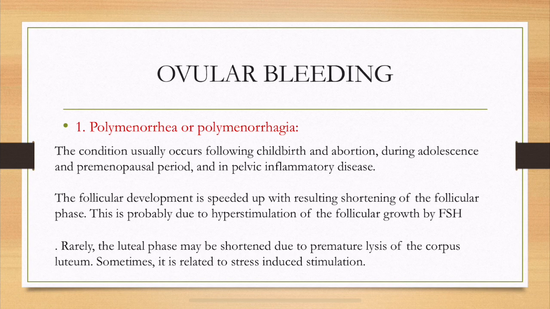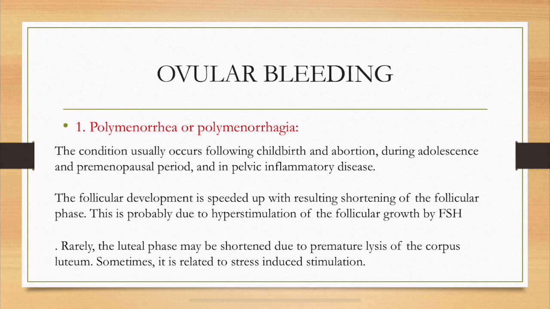The follicular development is speeded up, resulting in the shortening of the follicular phase. So guys, excessive bleeding is menorrhagia. Polymenorrhea is occurring at less than 21 days. Why less than 21 days? It is because in the follicular phase, where the primary follicle matures into the Graafian follicle, there is speeding up. The primary follicle is being matured into the Graafian follicle real fast. This will result in the shortening of the follicular phase, and as a result, the shortening of the cycle as well.